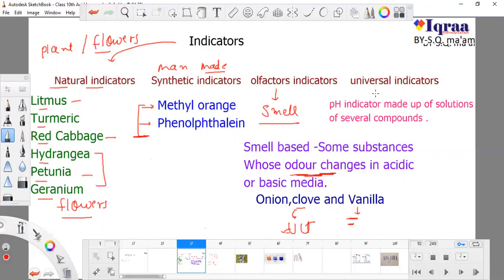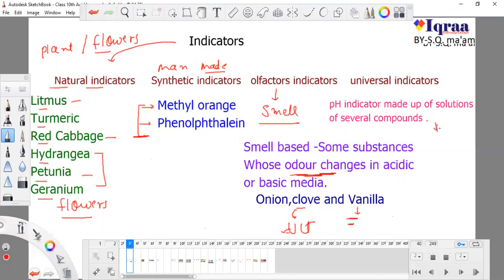Now the next type of indicators are universal indicators. Universal indicators are a very unique type of indicator, and they are not alone. I mean, there is not a single substance which we can say is the universal indicator. Universal indicator is made up of many substances added together. There is nothing on its own. Universal indicator contains methyl orange, phenolphthalein, and many other chemicals which can be used to identify acidic or basic nature.